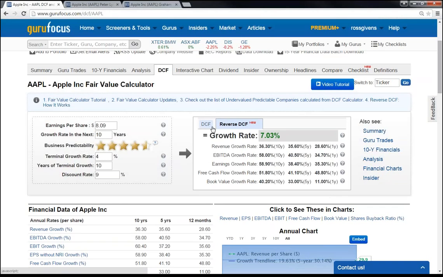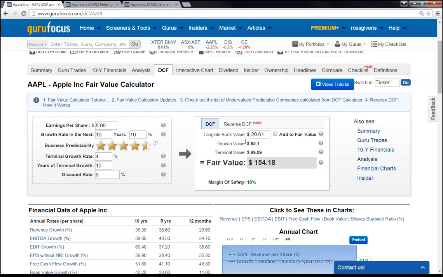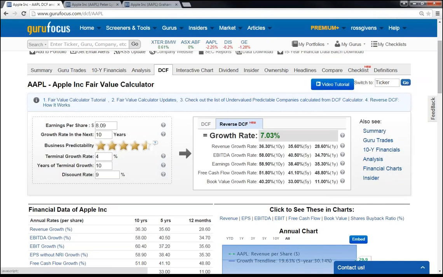So it's just a nice way to say, okay, well, this is roughly what I think it's worth. What would it need to grow? And it kind of gives you a number there. And if you think it can beat that, it's probably a good buy. If not, then it's not.